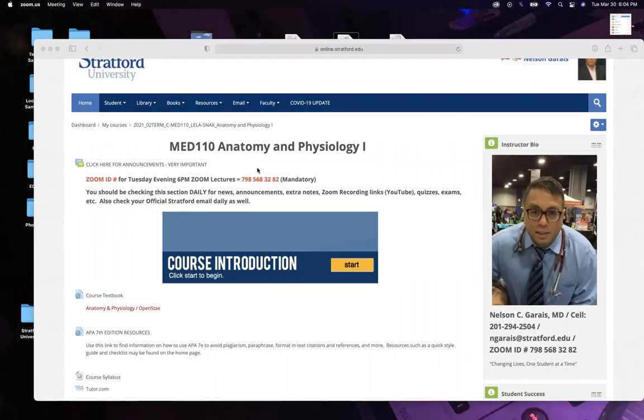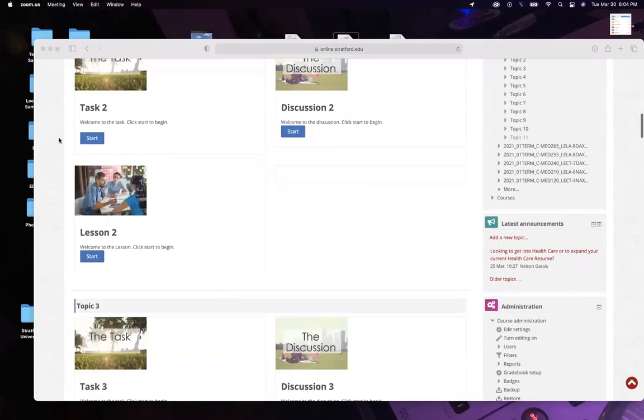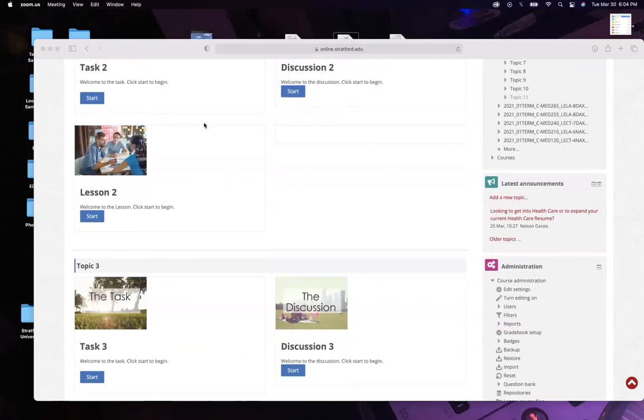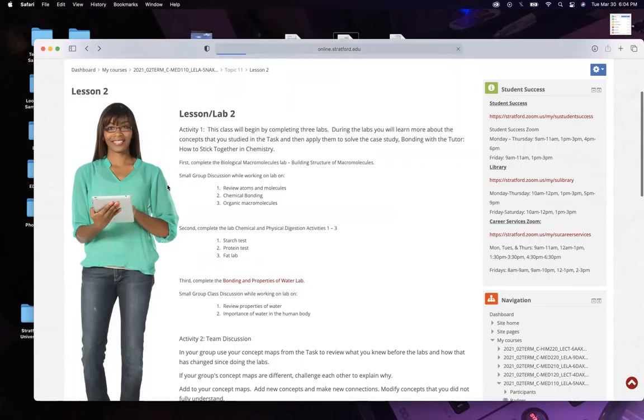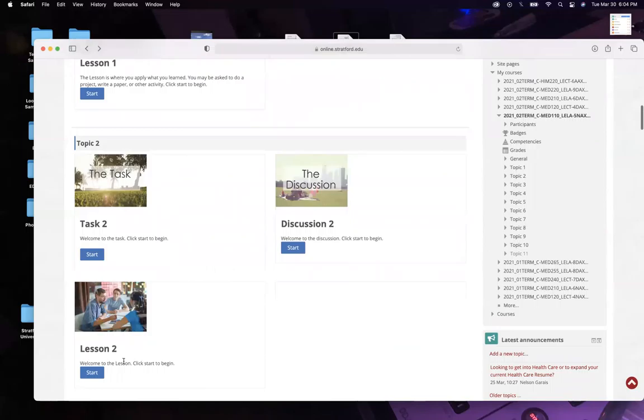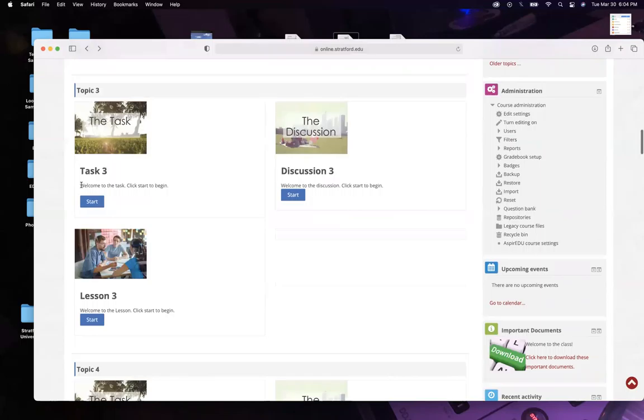What is due this evening at 6 p.m.? Task two, discussion two, and I believe the majority of you don't have to submit lesson two if you were on last week. Is this correct? Let me see. If you were logged in for last week, you don't need to do lesson two. But if you weren't, you owe me lesson two today. So task two, discussion two for the majority of the class. And this week is week three.